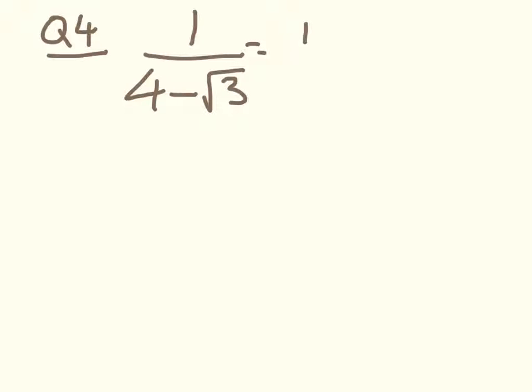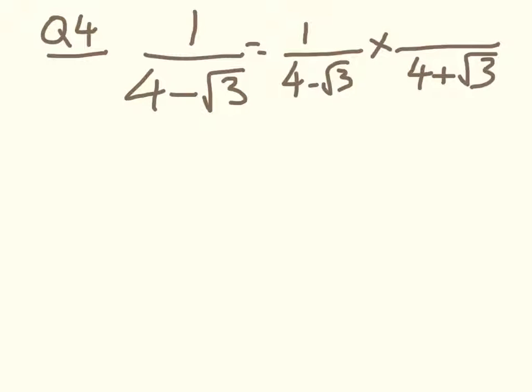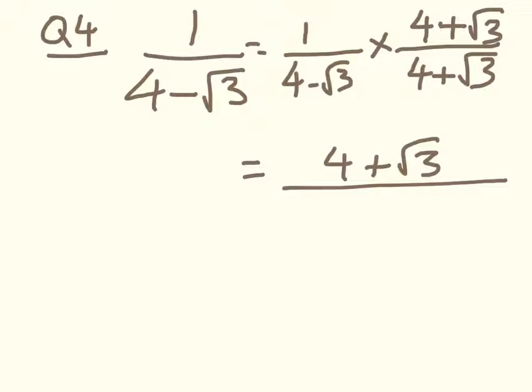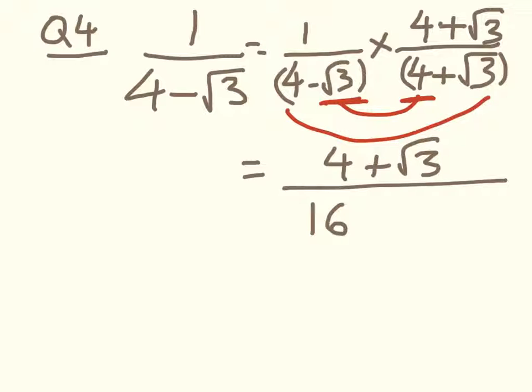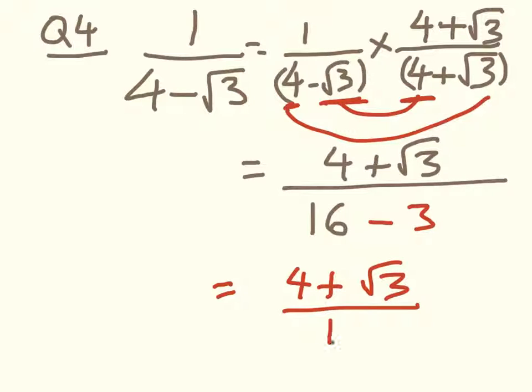Okay, question 4, 1 over 4 minus root 3 equals 1 over 4 minus root 3. Now I'm going to form the conjugate. It's 4 plus root 3 times 4 plus root 3. Right? So in the numerator, we're going to have 4 plus root 3. In the denominator, pop your brackets in, just while you're getting used to this. 4 fours are 16, minus root 3 times 4, plus root 3 times 4, so they add up to 0, minus 3. So I get 4 plus root 3 over 13.